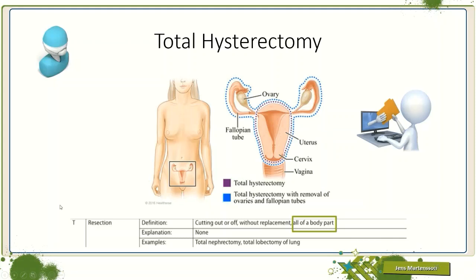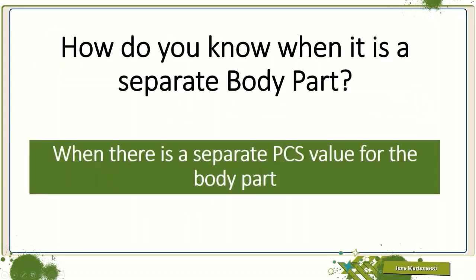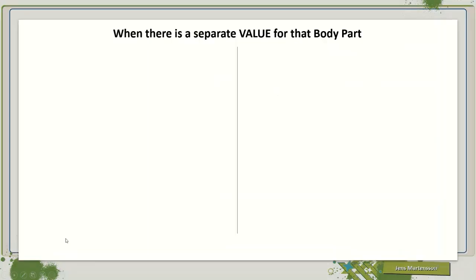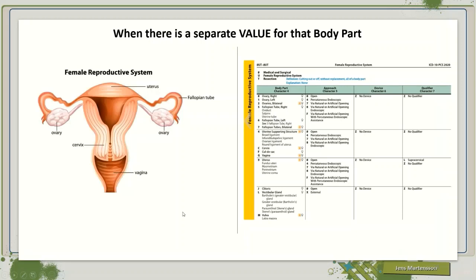And remember, when you're coding for hysterectomies, code each of the body parts separately. If they just remove the ovary, that is a complete resection of the ovary, and the ovary is its own body part. Fallopian tube, complete resection of that fallopian tube. The fallopian tube is its own body part.